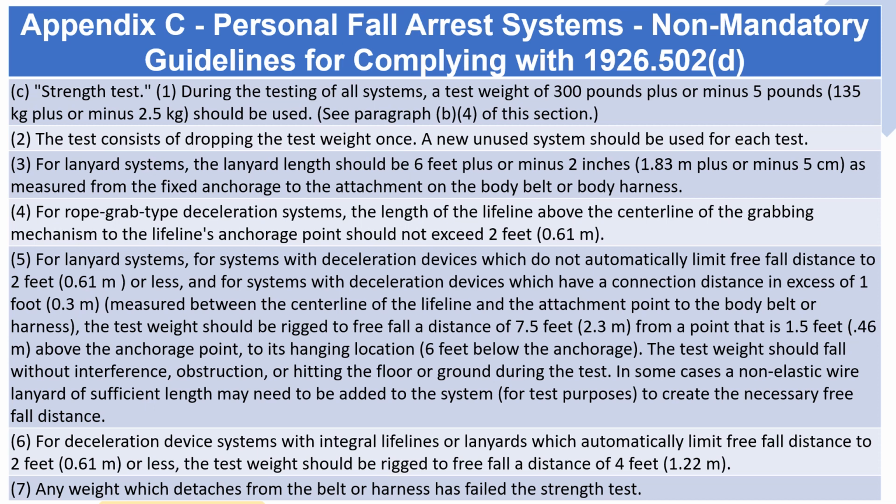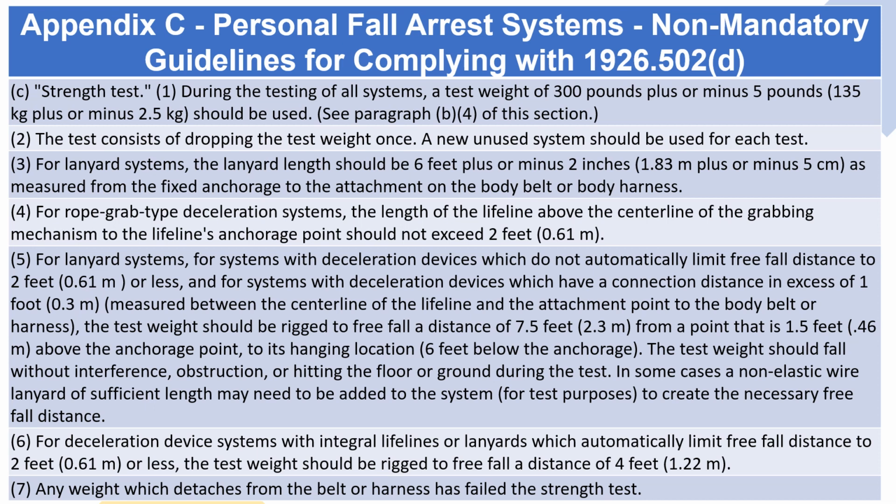C. Strength test. 1. During the testing of all systems, a test weight of 300 pounds plus or minus 5 pounds (135 kilograms plus or minus 2.5 kilograms) should be used. See paragraph B(4) of this section. 2. The test consists of dropping the test weight once. A new and used system should be used for each test. 3. For lanyard systems, the lanyard length should be 6 feet plus or minus 2 inches (1.83 m plus or minus 5 centimeters), as measured from the fixed anchorage to the attachment on the body belt or body harness.